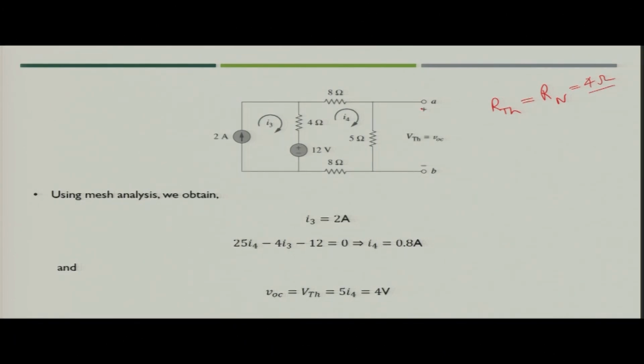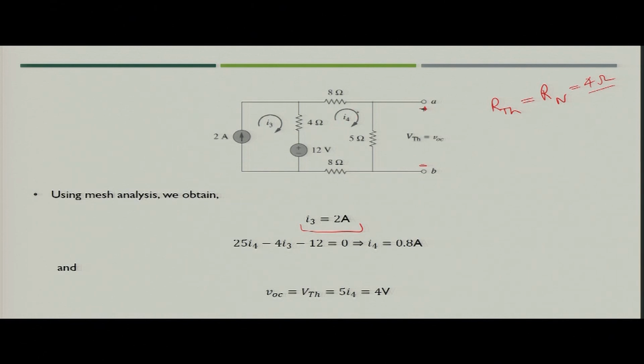Now, the next task is to find out the value of Thevenin voltage, and that is nothing but the open circuit voltage across terminal A B. If you see the circuit, you will get 2 meshes in the circuit. Let us say the mesh currents are I3 and I4 now. What would be the value of I3? The value of I3 would be 2 ampere, which you can see from this mesh.